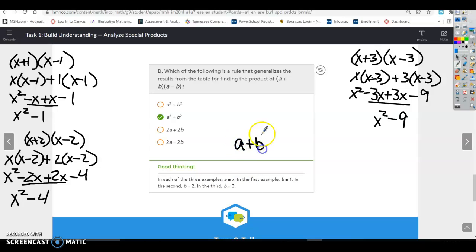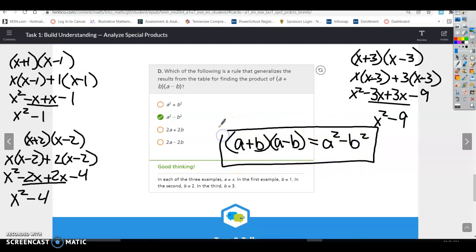So you got a plus b and a minus b, and that's always going to equal a squared minus b squared. So basically, when you have the same binomial and the different sign in the middle, the middle terms cancel and leave just a squared minus b squared. Okay? This is called a difference of squares.